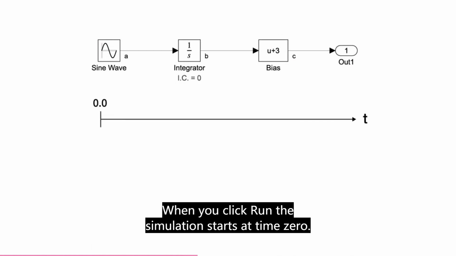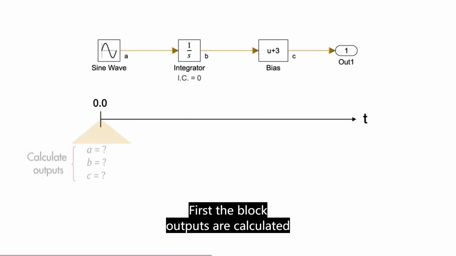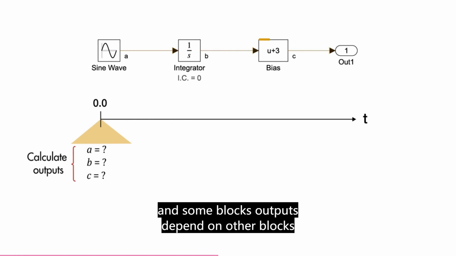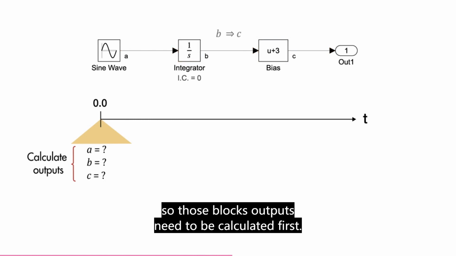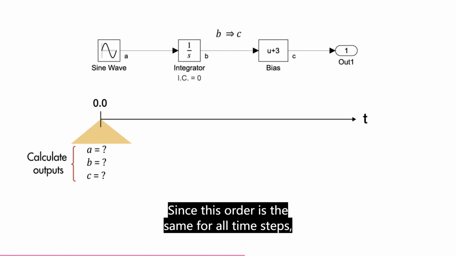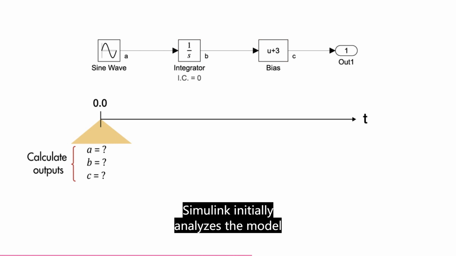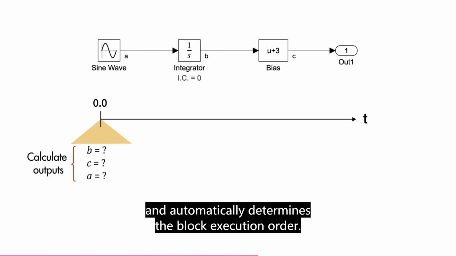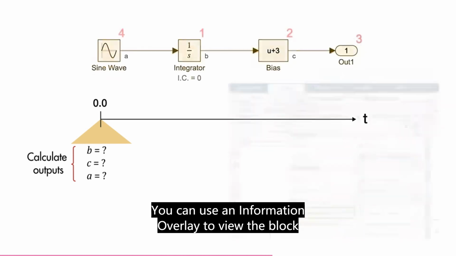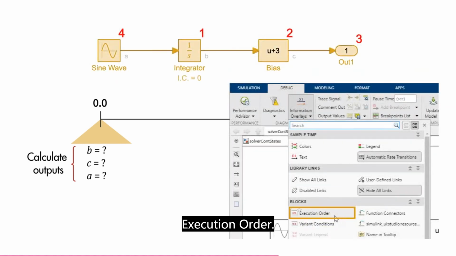When you click Run, the simulation starts at time 0. First, the block outputs are calculated. Some blocks' outputs depend on other blocks, so those blocks' outputs need to be calculated first. Since this order is the same for all time steps, Simulink initially analyzes the model and automatically determines the block execution order. You can use an information overlay to view the block execution order.